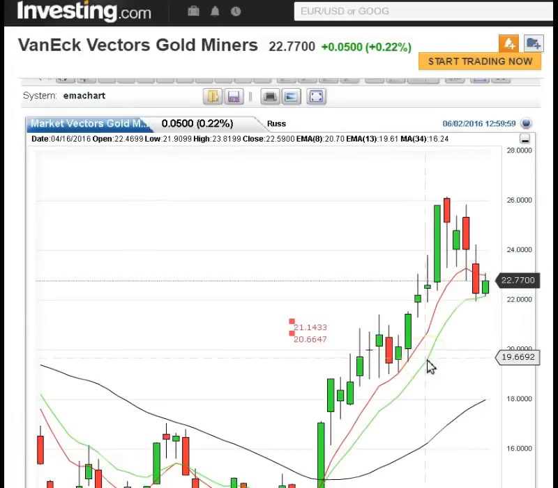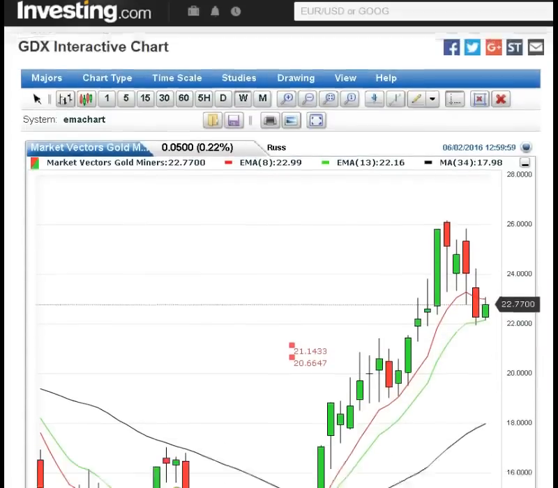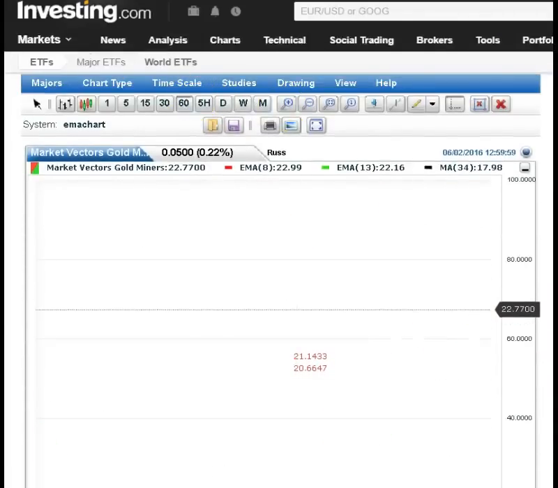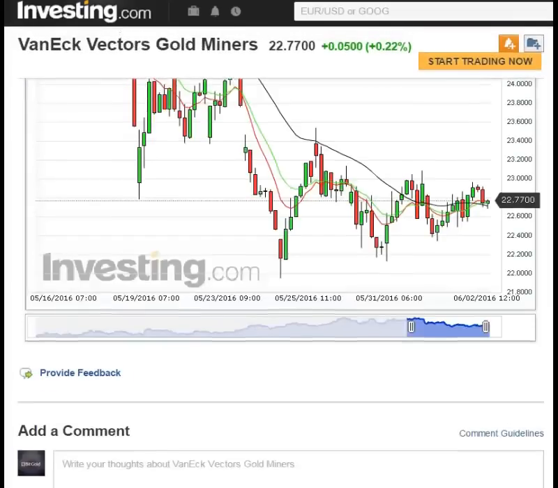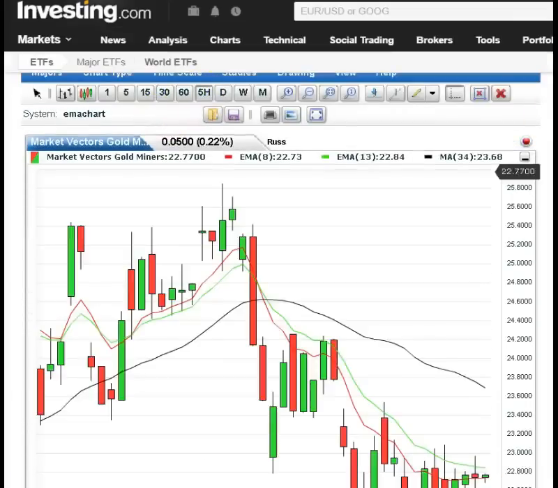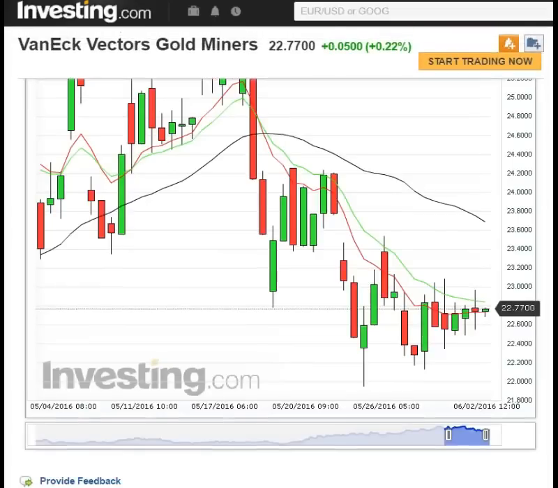But it's holding its own. Still using 22 as support, but it looks bearish on that short term. It's a nice steep line there. 60 minutes holding strong, 5 hours, the one that looked bearish.